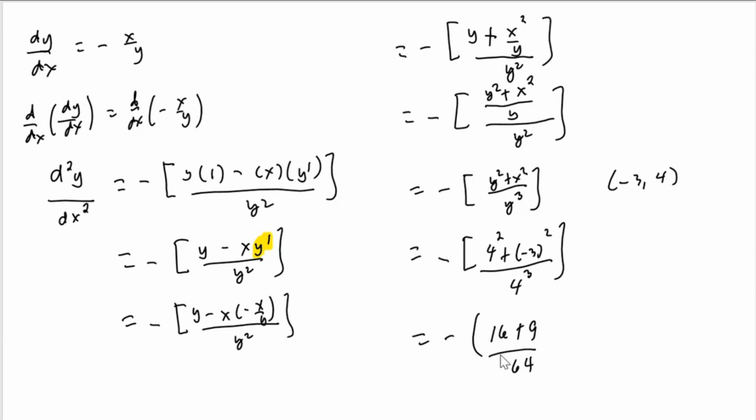So 4 to the third power is 64. So 16 plus 9 is 25. So therefore, the final answer is negative 25 over 64. The negative affects it here. So the simplification of the numerator is 16 plus 9 is positive 25, but we have a negative outside, so I multiply it now. So the answer is negative 25 over 64. So this is the value of the second derivative. So I will write it here as d squared y over dx squared. That's the answer.